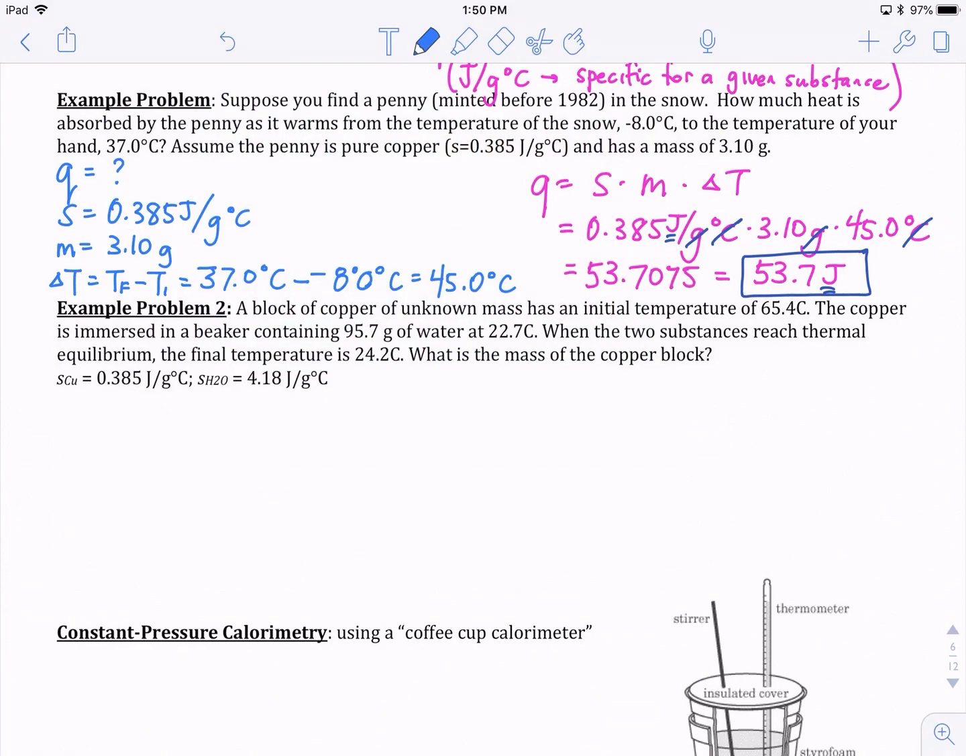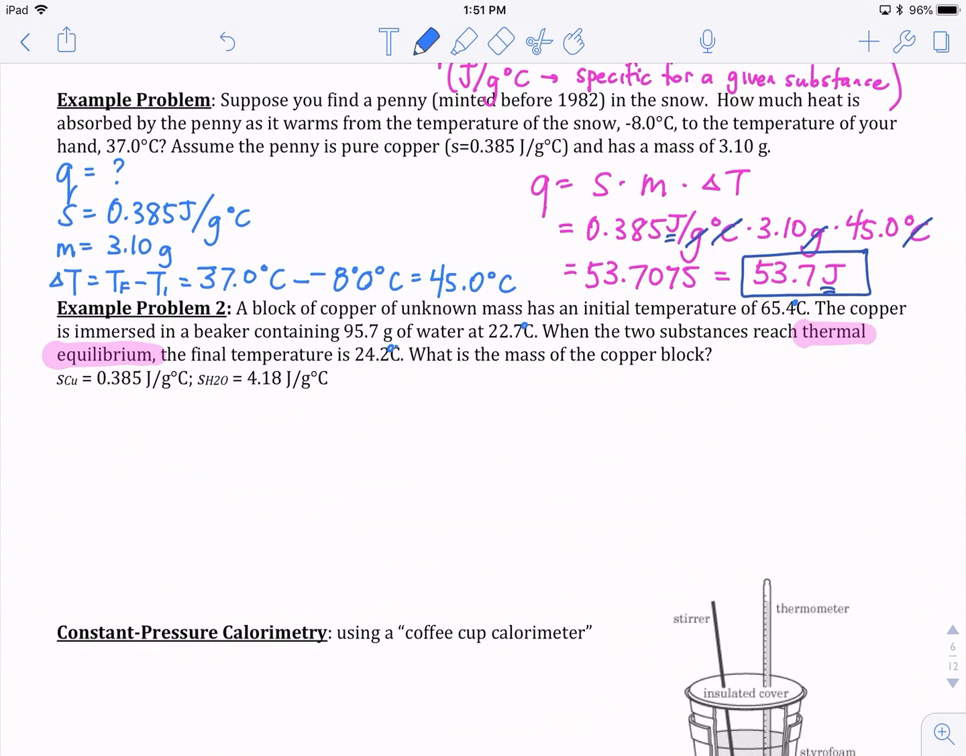A block of copper of unknown mass has an initial temperature of 65.4 degrees Celsius. Sorry, I'm missing Celsius or degree symbols. The copper is immersed in a beaker containing 95.7 grams of water at 22.7 degrees Celsius. When the two substances reach thermal equilibrium, the final temperature is 24.2 degrees Celsius. What is the mass of the copper block? And specific heat for copper hasn't changed since the first example.